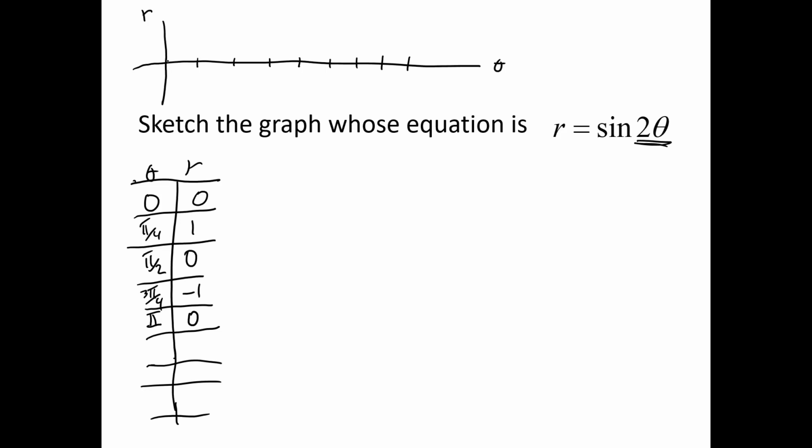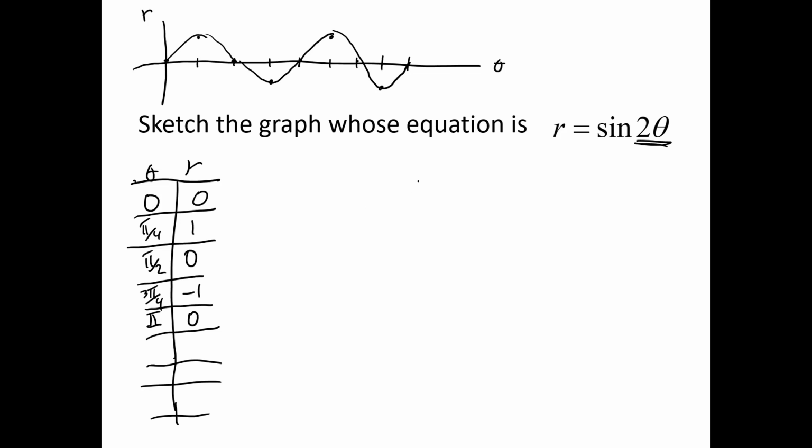At 0, we're at 0. At pi over 4, we're at 1. At 2 pi over 4, we're back at 0. At 3 pi over 4, we're at negative 1. At pi, we're back at 0, and then we're just going to keep going. And so what this guarantees me is that I go all the way around and that I make sure I get the entire graph. Okay.